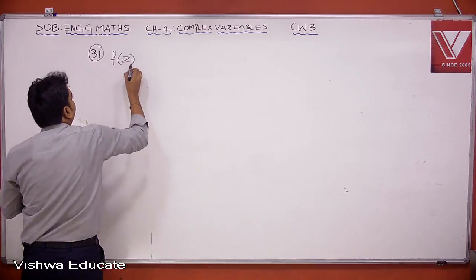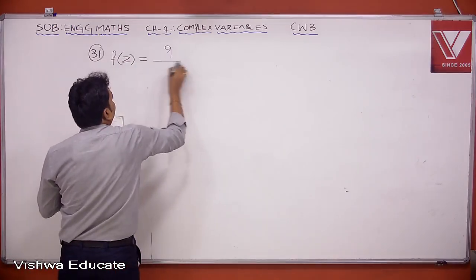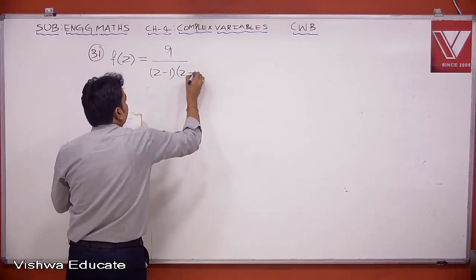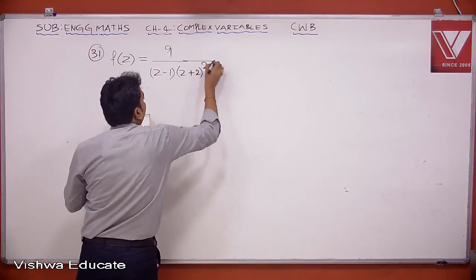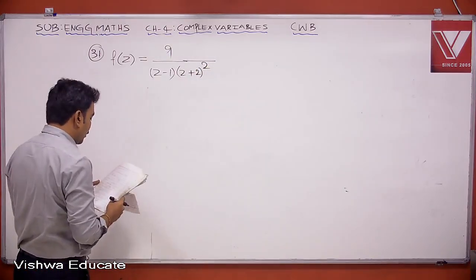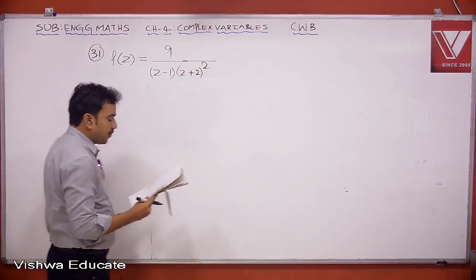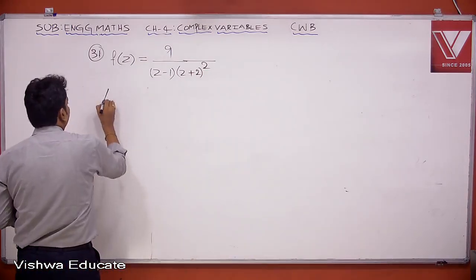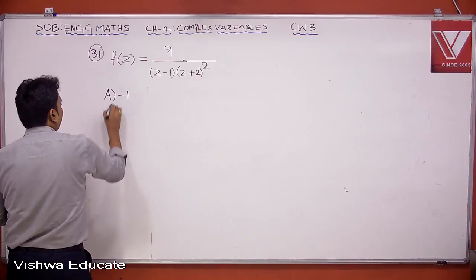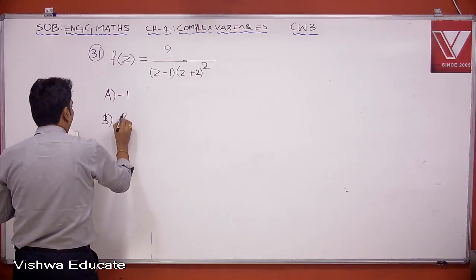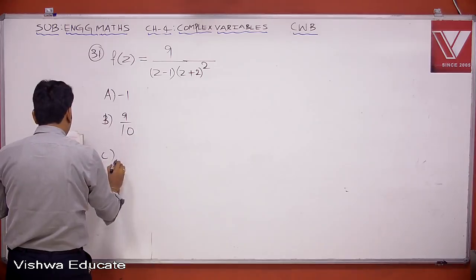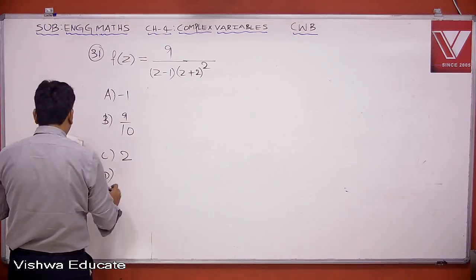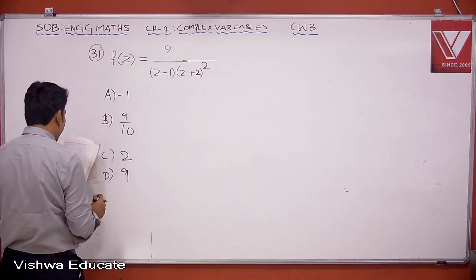Given that f of z equal to 9 by z minus 1 into z plus 2 whole square. Which of the following is one of the residues of above function? So options are given like this. A minus 1, B 9 by 10, C 2 and D is 9.